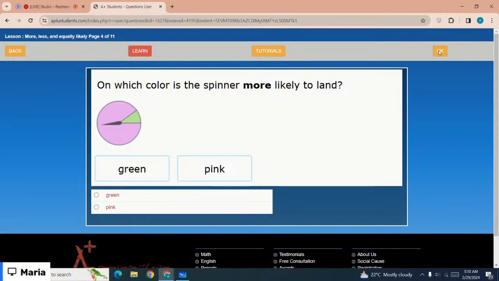This time, the question is on which color is the spinner more likely to land, right? And all of you are answering green. How? Most of the portion of the spinner is pink, so it will more likely land on pink. The correct option is pink. First, understand the question and then answer. Please do not answer right away.